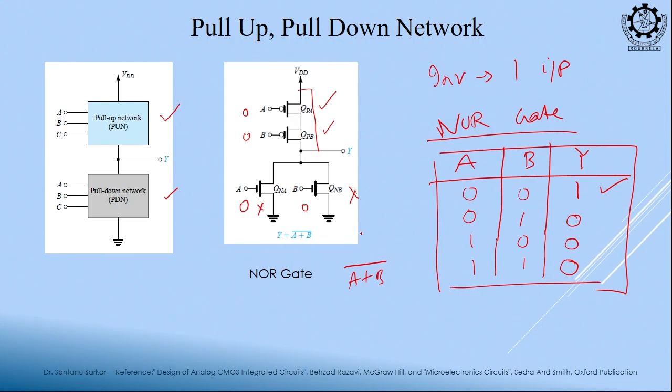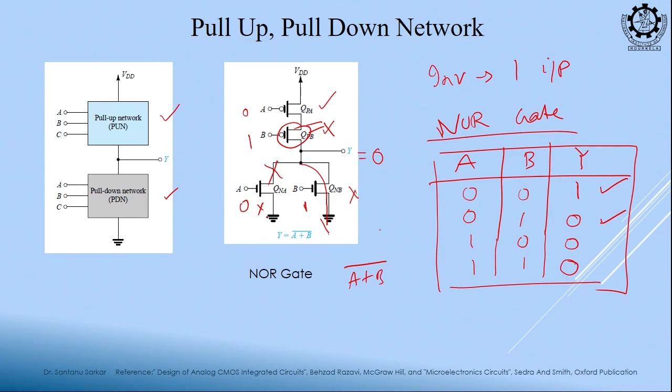Next case. A is 0, B is 1. A is 0, so this path is broken. B is on, so this path is shorted to ground, and the output will be shorted to ground, matching. Let us check on the higher side. A is 0, this is on, B is 1, this is off, this path is disconnected. Can it be connected to 1? No, no, this path is broken. So, the output is 0, matched.